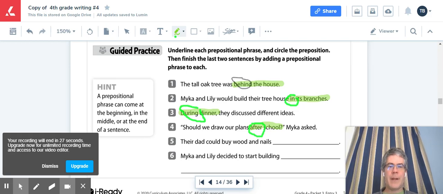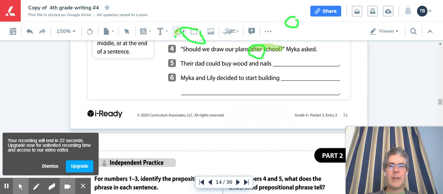So go ahead and fill in the next two on your own, see what you can come up with, and then take a look at the questions on the next page.